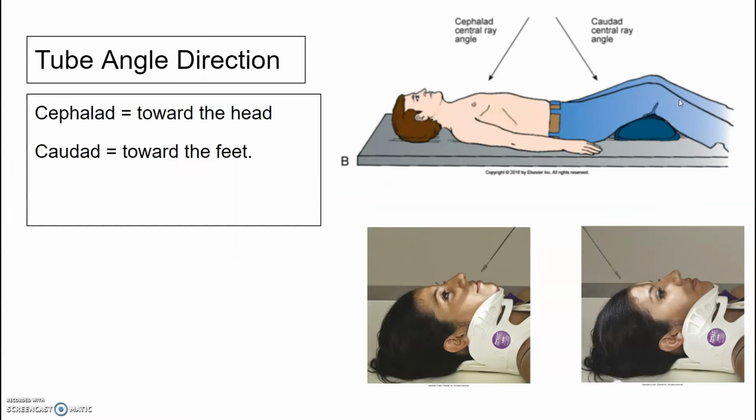Tube angles, if we're angling our tube towards the head, we're going to be a cephalad angle. So you can see this arrow is coming up towards the head. This one here up towards the head is cephalad. Down towards the feet is a caudal angle, or caudad. You might see both. You might see that in the OR too. They ask you to angle your C-arm, cephalad or caudad.